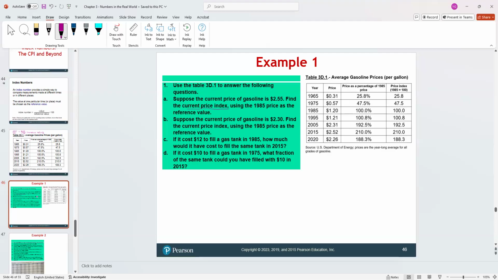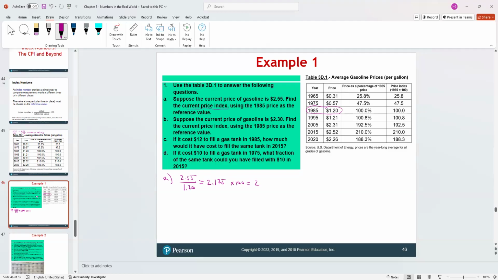We're going to find the index numbers by taking the current price. What is the current price? They tell us the current price for A is 2.55, and you divide it by the price of 1985. What is the price of 1985 again? It is 1.20. Now, when you divide these two, it gives you 2.125. So remember, you must multiply by 100 to make it into percentages.